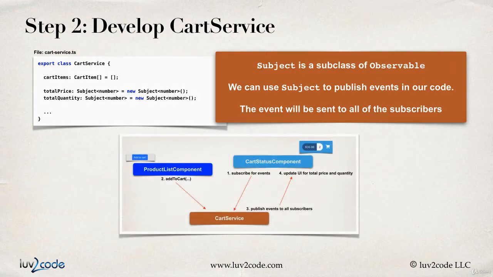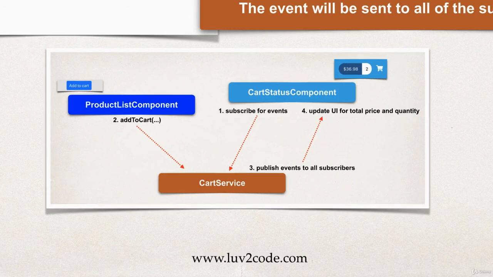And so remember our whole application interaction here. Our cart service is going to publish events for subscribers. So the cart status component is going to subscribe for events, and then we'll actually publish events to the subscribers. And we'll see how this coding pulls together in a second.